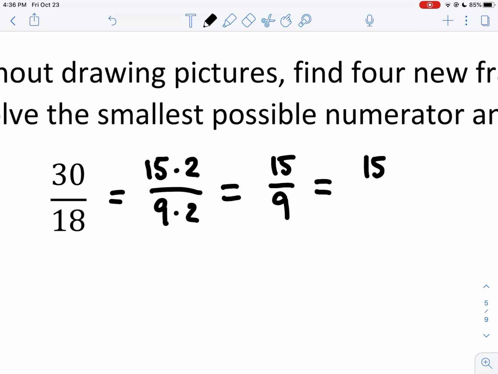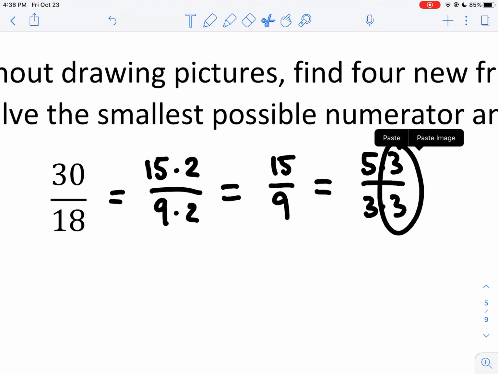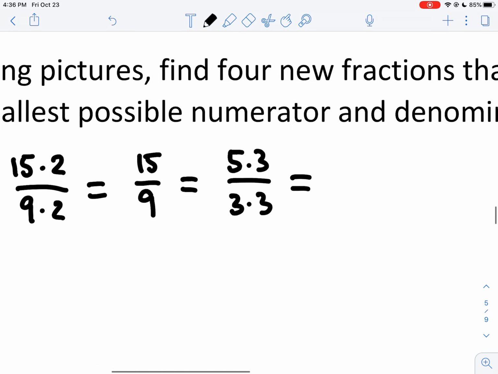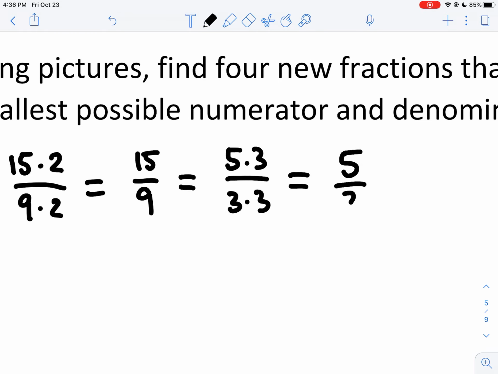And then I can continue this. I can say, well, 15/9, 15 factors into 5 times 3, 9 factors into 3 times 3, and now I can ignore these 3's. I can cancel those 3's, and I can say that this is equivalent to just 5/3.